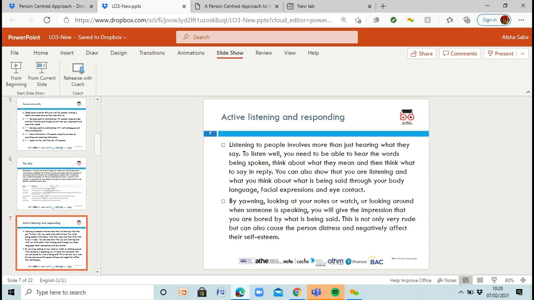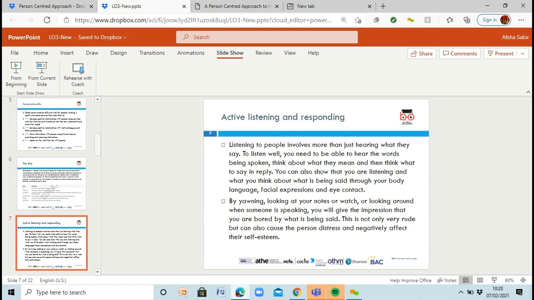So listening involves more than just hearing what people say. You're going to listen to the words that they're saying, but you're also going to look at how they're behaving. Are they yawning? Are they looking at your notes while you're writing them? Or are they looking at their watches and thinking, oh, goodness sake, will she hurry up? Are they giving you their full attention? So make sure that you pay attention to their body language.